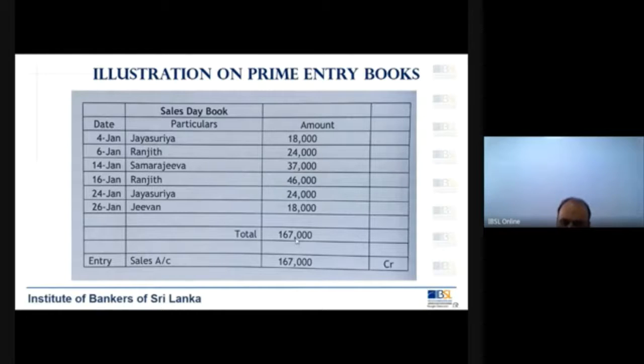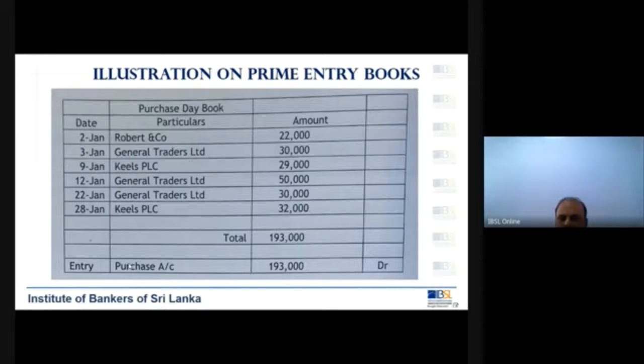The total of the sales day book will go to the debit of debtors account and credit of sales account. I told you this. The outcome of the sales day book will go into debit debtors ledger, credit sales. So sales is your income account, debtors is your asset. Okay, right.